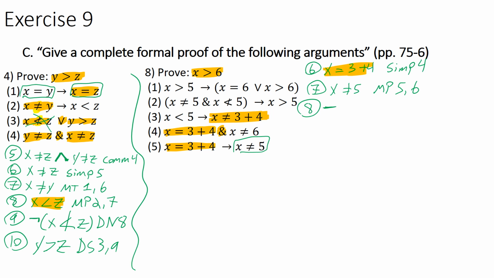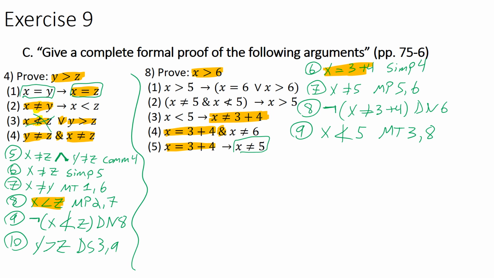So we'll say it's not the case that parentheses x does not equal 3 plus 4. Double negation, line 6. And then we can do our modus tollens to say that x is not less than 5. Lines 3 and 8.